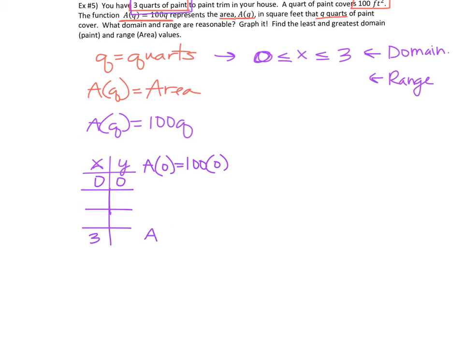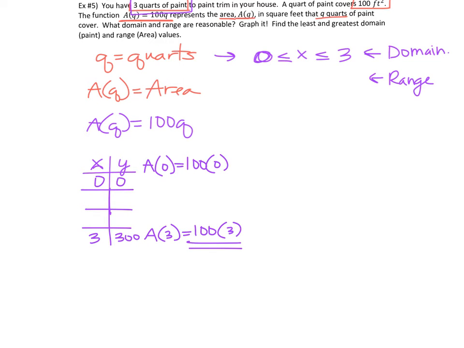300, right? A of 3 is 100 times 3. We're just plugging it into the function that they gave us. So that means the highest area we can cover is 300 square feet.